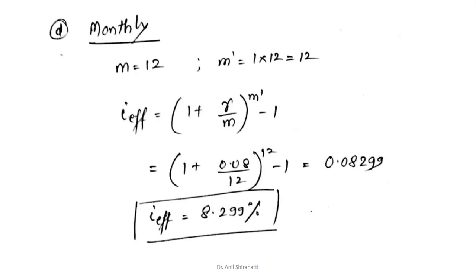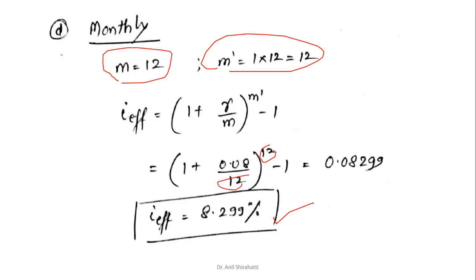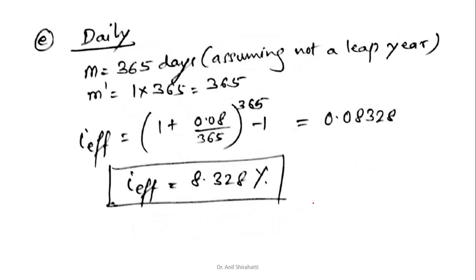Monthly, how many months are there in a year? That is 12 months, and we are again calculating for 12 periods. So 12 and 12 both sides. Okay, 8 is the interest, and we got around 8.299. What about daily? Now in this case we are making an assumption that it is not a leap year, that's why it is 365 days. So M is 365, M dash is 365, and we got an interest rate of 8.328.